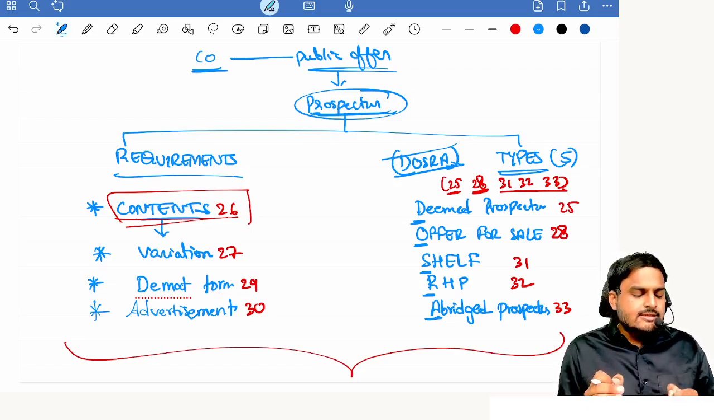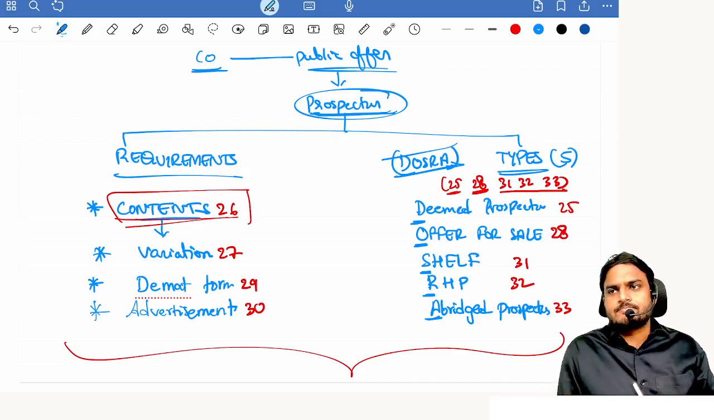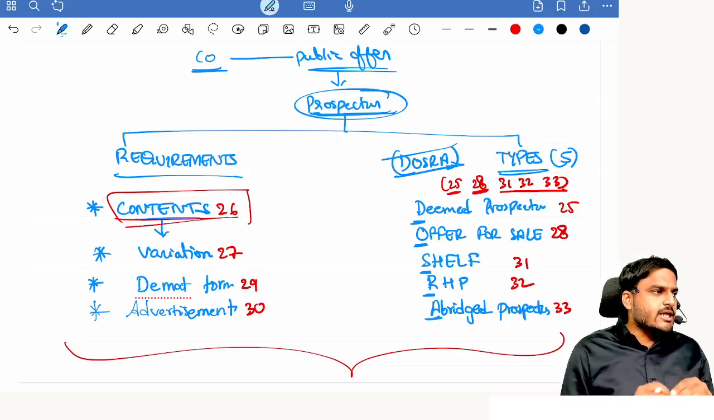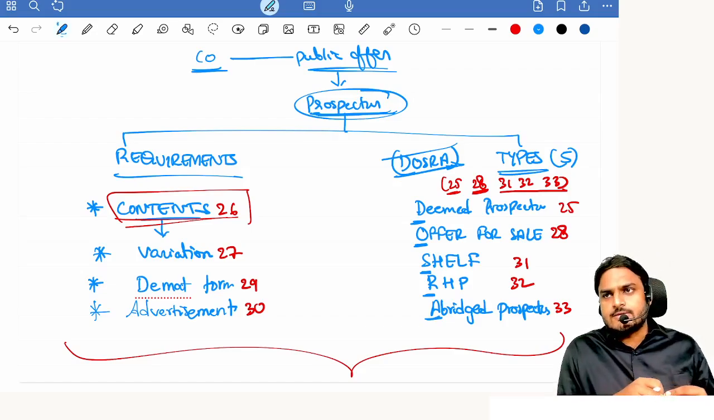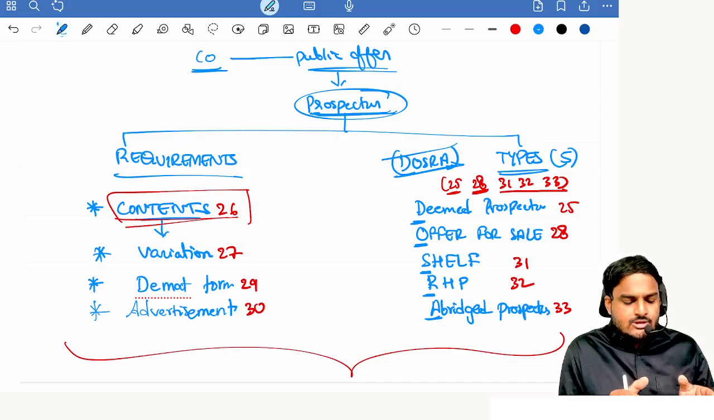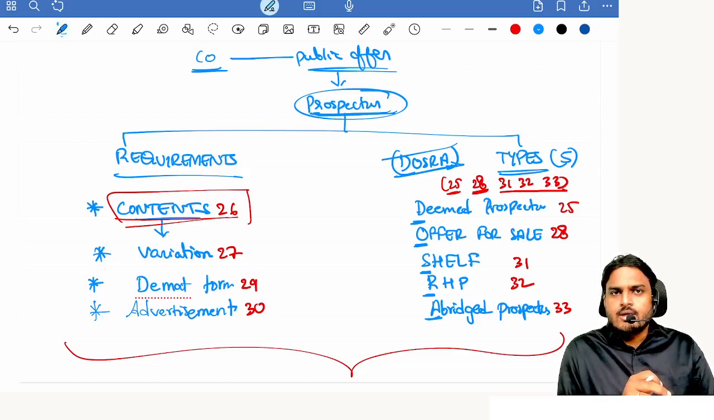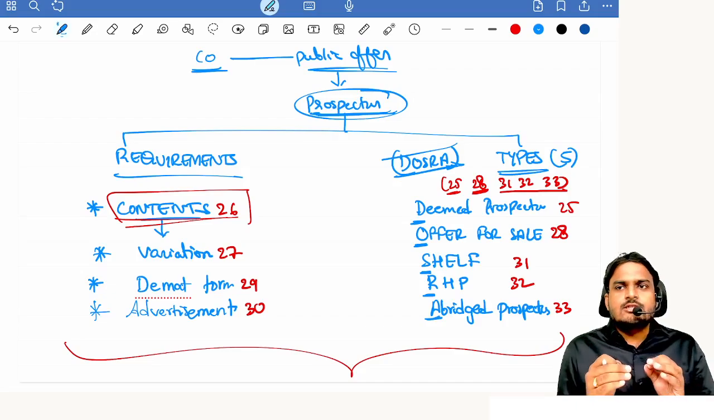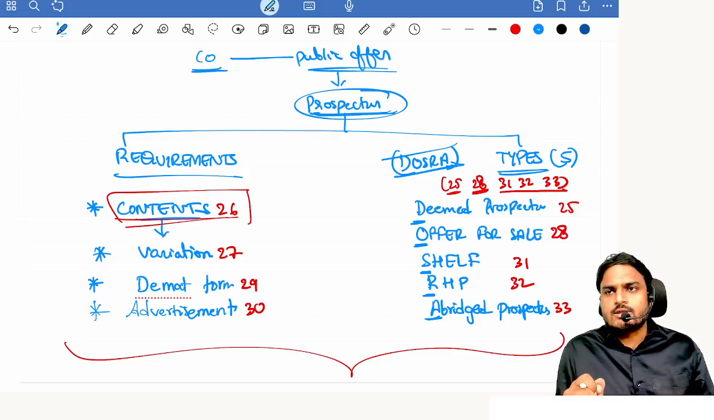Now, what are the requirements of prospectus and how many types of prospectus we are having? Coming to requirements, prospectus should contain following contents. If you want, you can make any variation to the content of prospectus, and the offered security shall be in demat form. And prospectus, if you want, you can make advertisement. And coming to types of prospectus: deemed, offer for sale, shelf, red herring, abridged. So section numbers, for contents 26, variation 27, demat form 29, advertisement 30. Next, deemed prospectus, offer for sale, next shelf, red herring, abridged. For that numbering, 25, 28, 31, 32, 33.